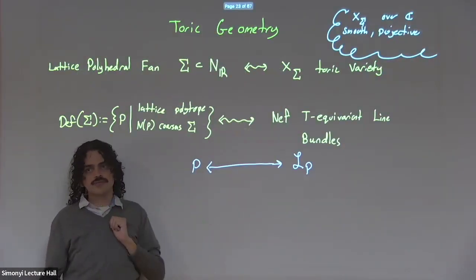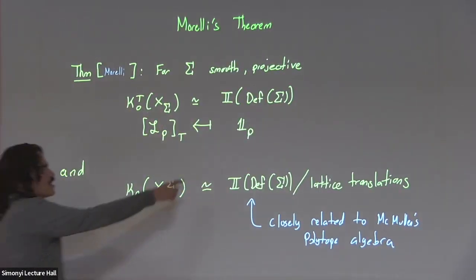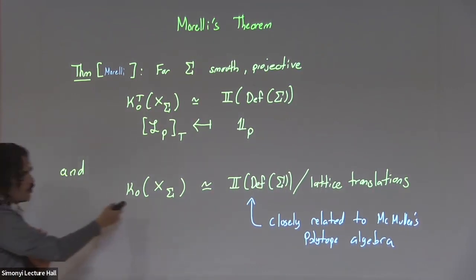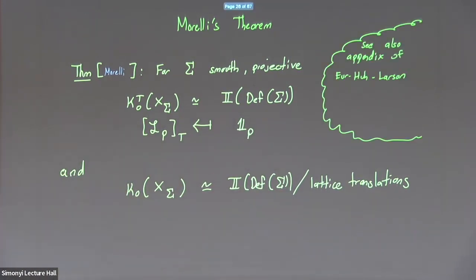And the map is the map you would want, which is that the indicator function of a polytope gets sent to the corresponding line bundle. Okay. And likewise, there is a non-equivariant version where you take the polytopes up to lattice translations. Now, when I say approximately, this is not exactly the way Morelli stated it, but this is an equivalent form. This is described in the appendix of Chris, Juni, and Matt's paper. So look at that if you want to see more information on this. Probably the best source on this sort of topic.